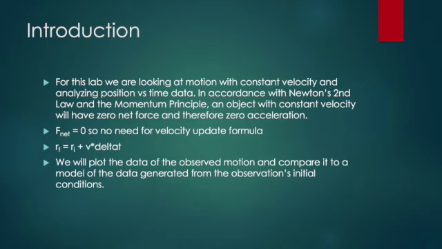However, we would need to use the position update formula, since position would obviously be changing as the object moved, which is: the final position is equal to the initial position plus velocity times delta t. So we will plot the data of the observed motion and compare it to a model of the data generated from the observation's initial conditions, and then analyze what reasons there may be for any differences between the two.